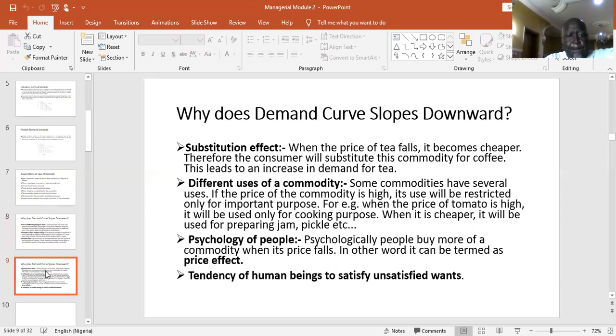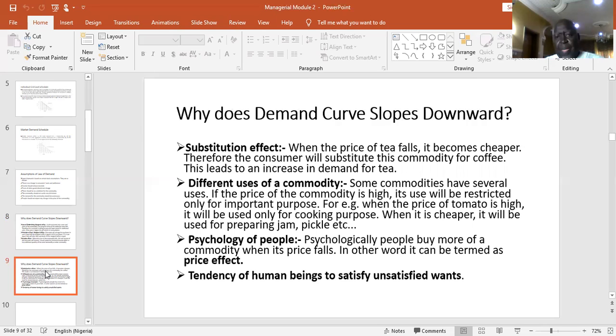That's also what's called substitution effect. When the price of tea falls, it becomes cheaper. Therefore, the consumer substitutes this commodity for coffee. This leads to an increase in the demand for tea. You see, tea and coffee are supposed to be substitutes. You either take tea or you take coffee.